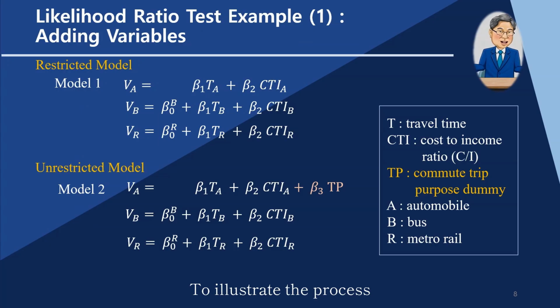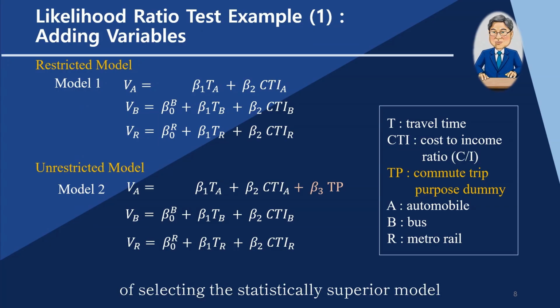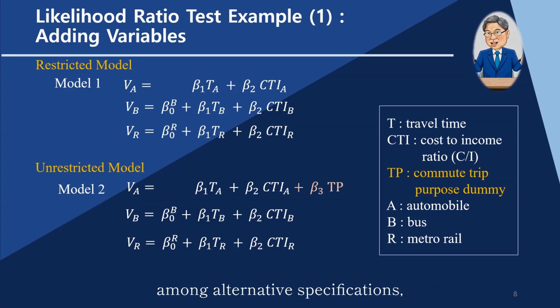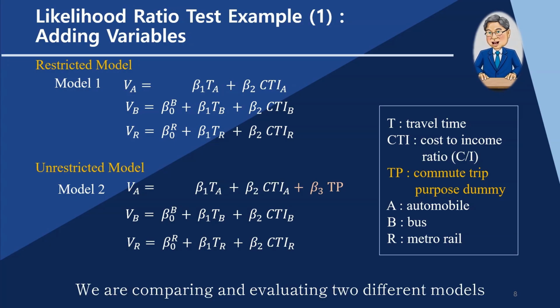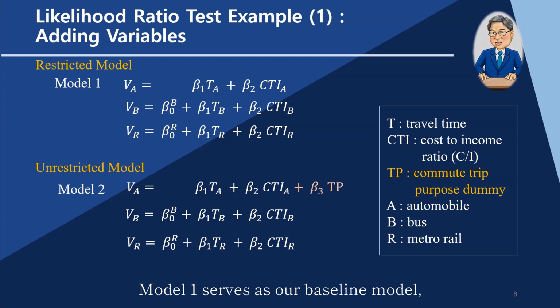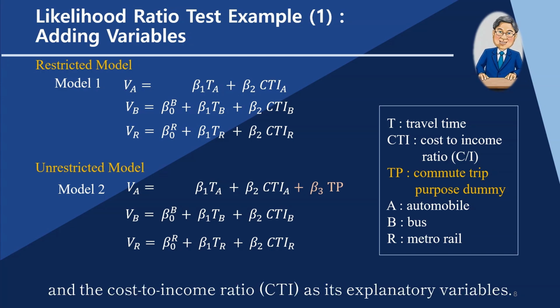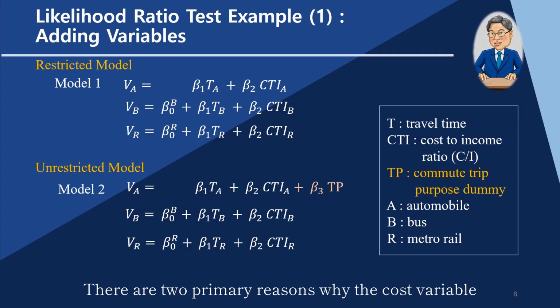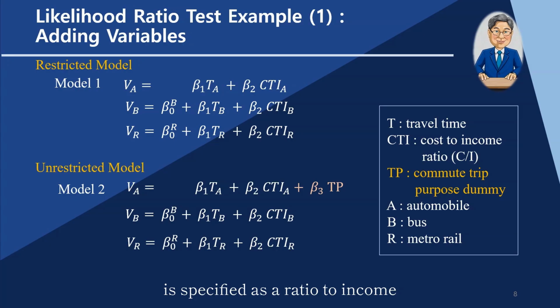To illustrate the process of selecting the statistically superior model among alternative specifications, consider a practical example. We are comparing and evaluating two different models in a scenario with three mode choices: private automobile, bus, and metro rail. Model 1 serves as our baseline model, which includes travel time, T, and the cost-to-income ratio, CTI, as its explanatory variables. There are two primary reasons why the cost variable is specified as a ratio to income rather than simply as a standalone cost.